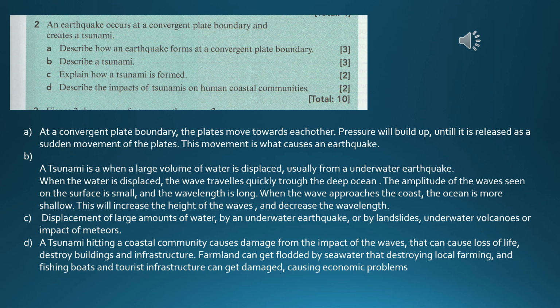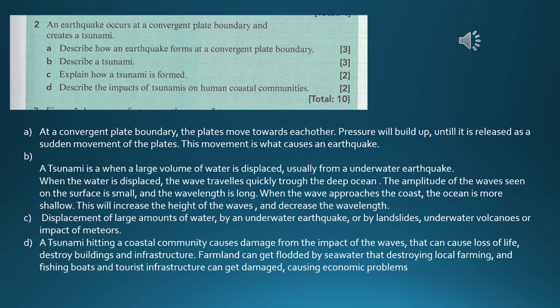So first they ask, describe how an earthquake forms at a convergent plate boundary. The convergent plate boundary is where the plates move towards each other and pressure will build up. That's 1 point. Until it is released as a sudden movement of the plates. That's the second point. This movement is what causes an earthquake. Again, it's a good idea to look in your book to see the different plates, the divergent and the convergent plates. And then they ask us to describe a tsunami.